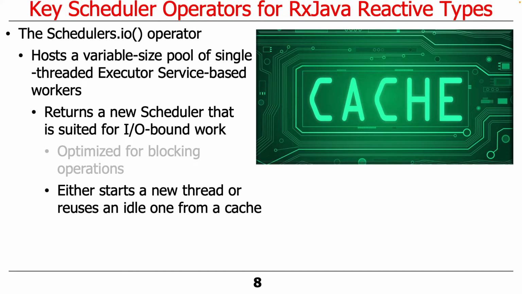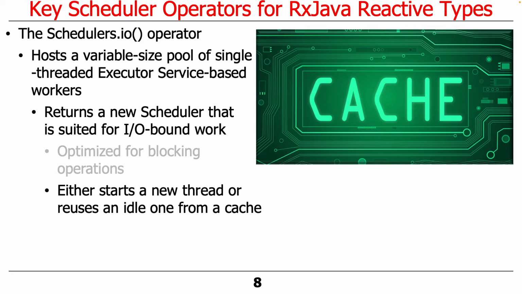So it works a bit like the cached thread pool that's part of the Java executor service. We haven't really talked a lot about that, but the executor service framework has a bunch of different factory methods that make different kinds of pools. The computation pool that we talked about before has a fixed number of threads, whereas the I/O pool has a variable number of threads, and it caches them.